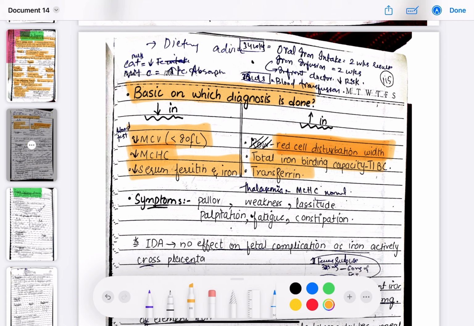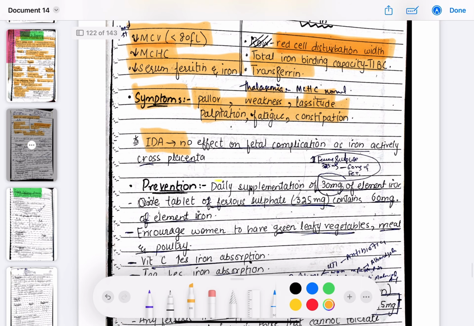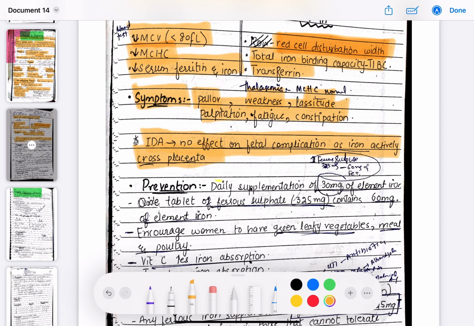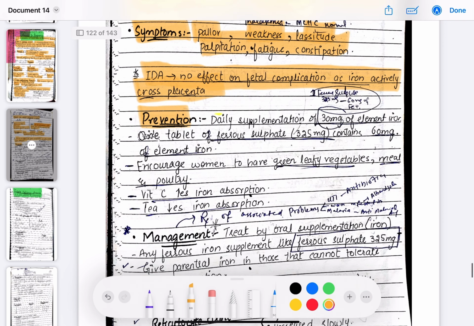The symptoms are pallor, weakness, lassitude, palpitations, fatigue, and constipation. Now, in iron deficiency anemia, there is no effect on fetal complication as iron actively crosses the placenta. The prevention is the daily supplementation of 30 mg of elemental iron, and 1 tablet of the ferrous sulfate, that is 325 mg, contains 60 mg of elemental iron. Encourage the woman to have green leafy vegetables and meat and poultry. And vitamin C increases iron absorption and tea decreases iron absorption.